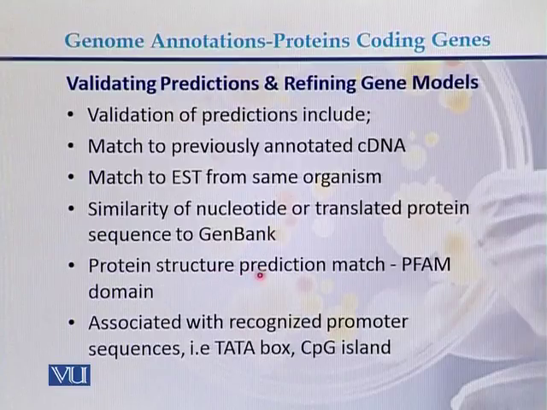Protein structure prediction can also be used for genome annotations, along with recognized promoter sequences which are usually present with the genes, called TATA box or CpG islands. With the help of TATA box and CpG islands, we can identify the genes from the sequence of the genomes.